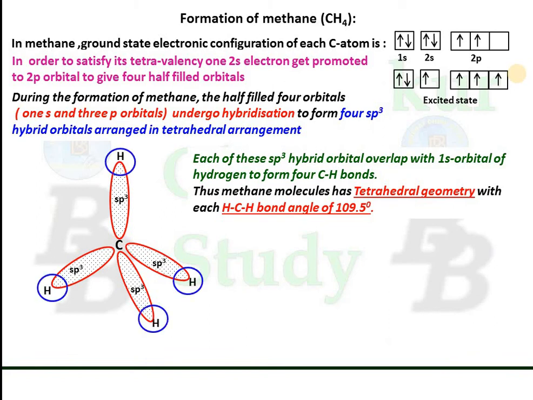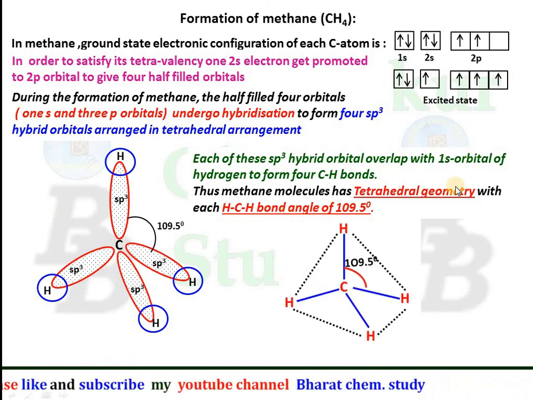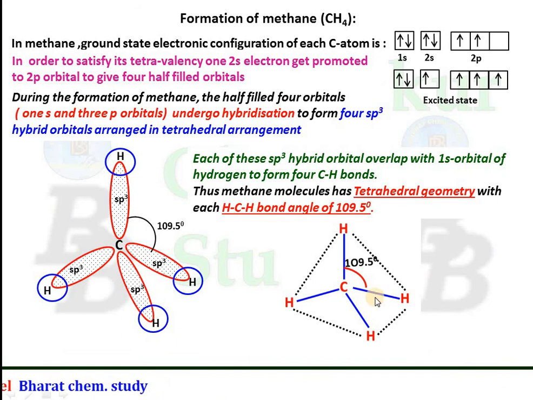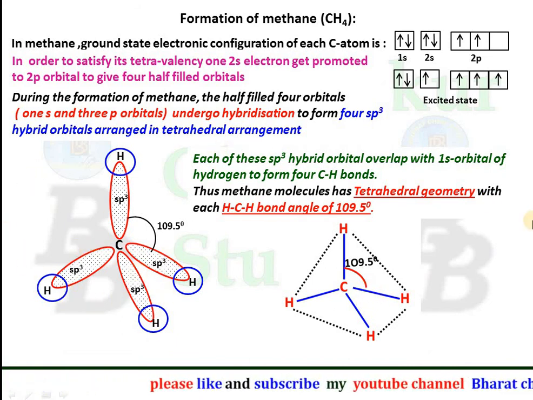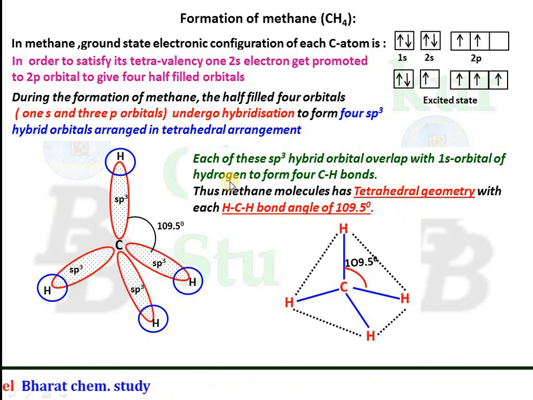And therefore, in the methane molecule, the geometry is tetrahedral with each H-C-H bond angle 109.5 degrees, because it does not contain any lone pair. Only 4 bond pairs are present. So this is the final structure of methane on the basis of hybridization. The methane can also be represented like this. So this is the structure based upon VSEPR theory, and this is the structure based upon hybridization. That means when we have to explain the structure on the basis of hybridization, we have to make this structure.